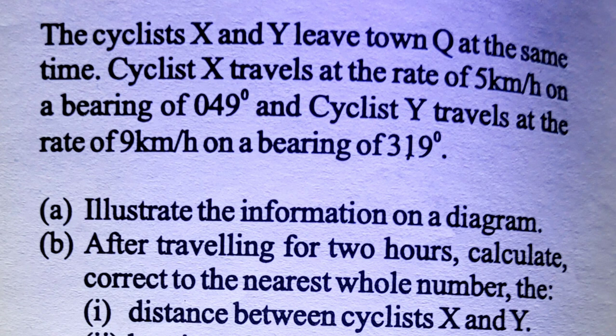So let's start. The cyclists X and Y leave town Q at the same time. Cyclist X travels at the rate of 5 kilometers per hour on a bearing of 49 degrees, and cyclist Y travels at the rate of 9 kilometers per hour on a bearing of 319. I want you to take note of this. They are very important. Okay, so let's start.